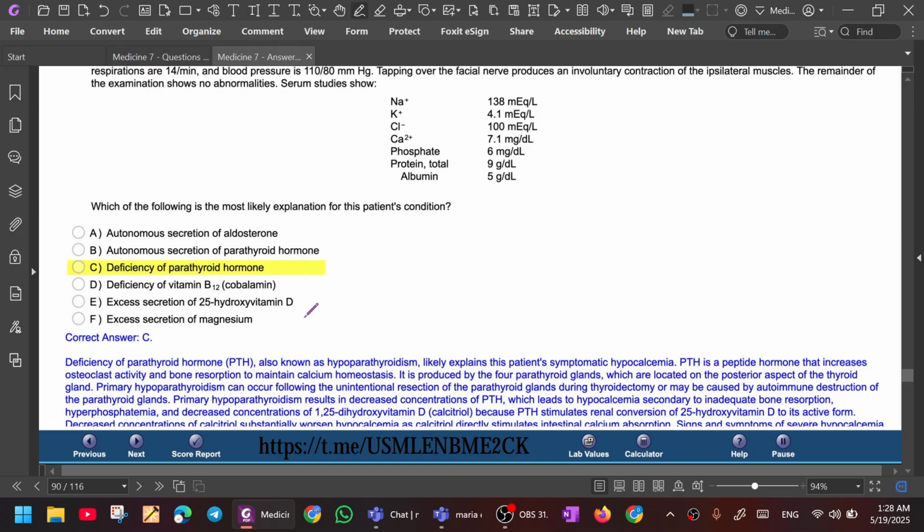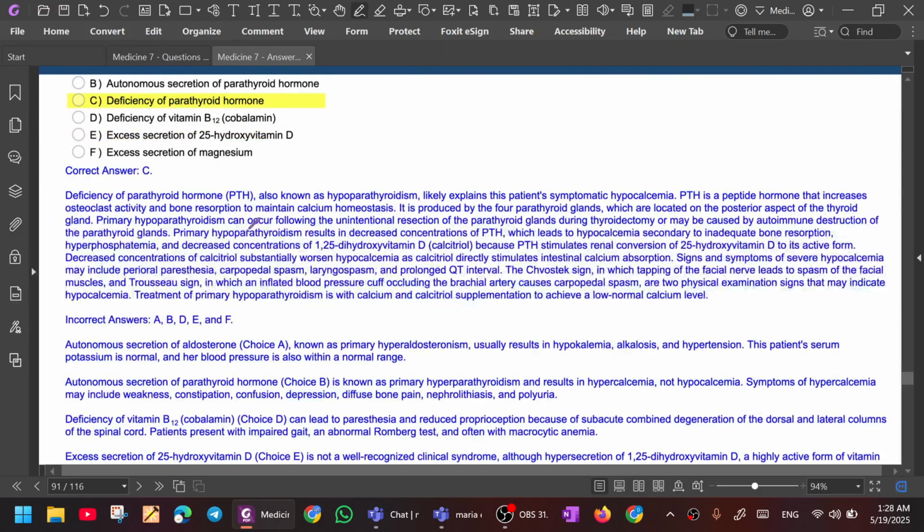In hypoparathyroidism, PTH is low, calcium is low, phosphate is high. Deficiency of the parathyroid hormone, also known as hypoparathyroidism, likely explains this patient's symptomatic hypocalcemia.